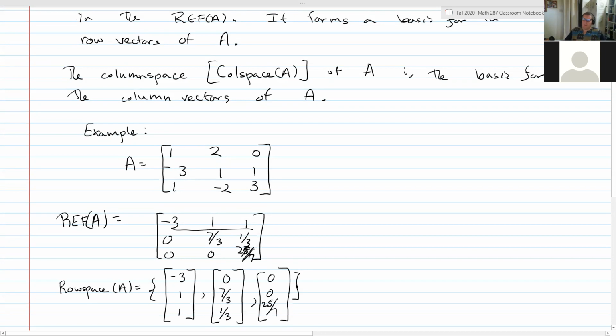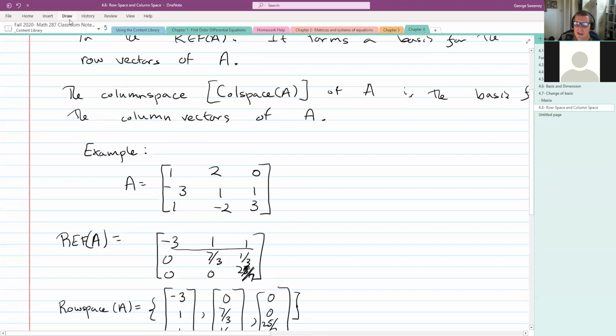Now let's think about this from the standpoint of the col space of A. All right, we said col space of A is a basis for the column vectors of A. So that means that we need a set of linearly independent vectors. Okay, we want a set of linearly independent vectors. So tell me, anybody out there, let's take a look at this set.